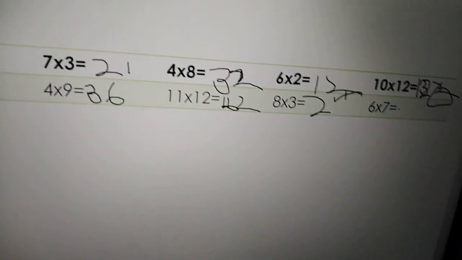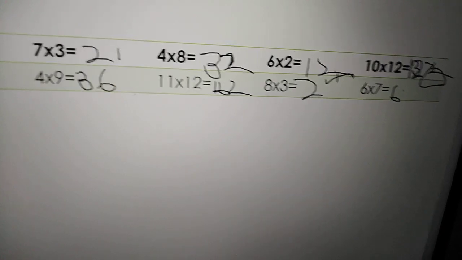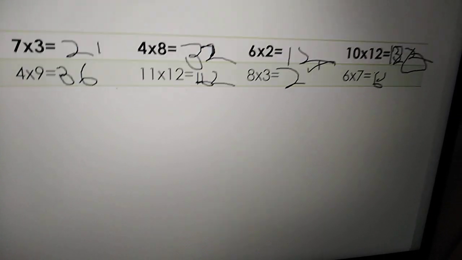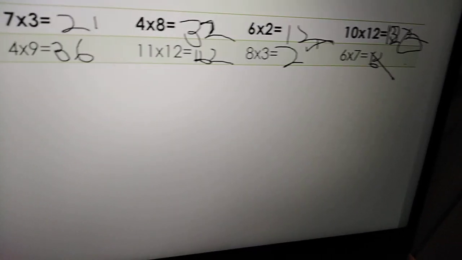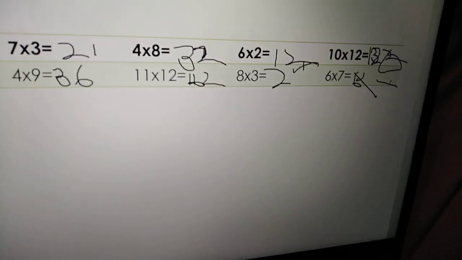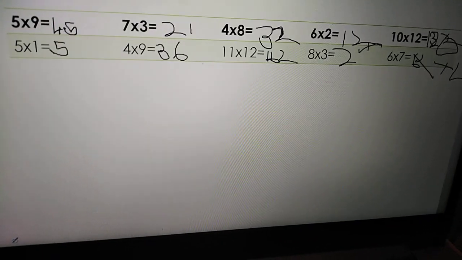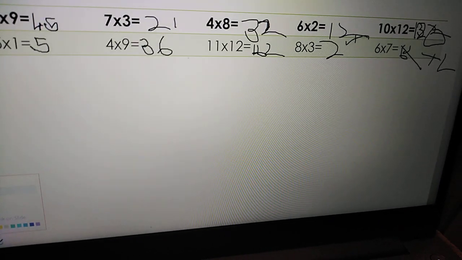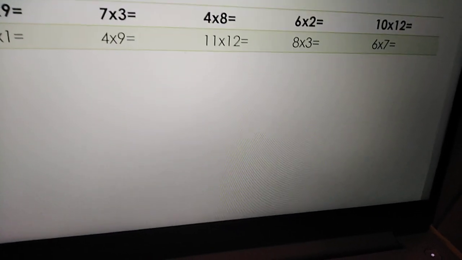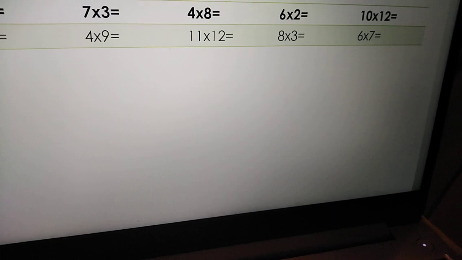Okay, 6 times 7. 42. Good. Okay. Yes. Now I'm going to erase all the ink. Okay, next slide.